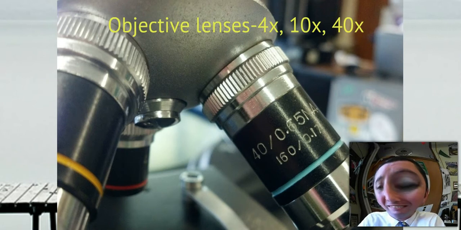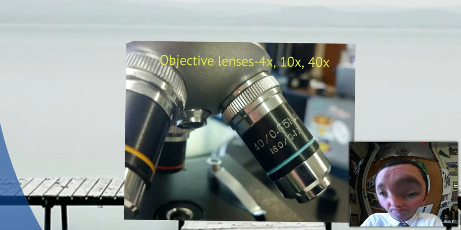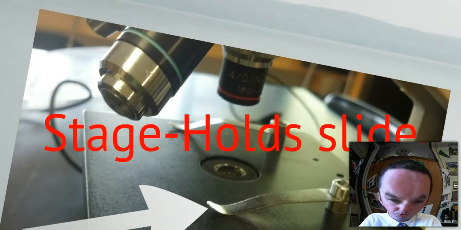Again, you'll notice a ton of different numbers on the lenses, but we're only concerned with the first number, which in this case in the picture says 40. That's going to tell you our magnification. And as we cruise along.